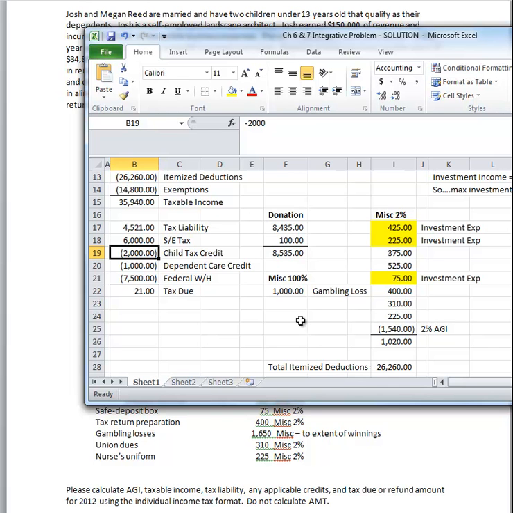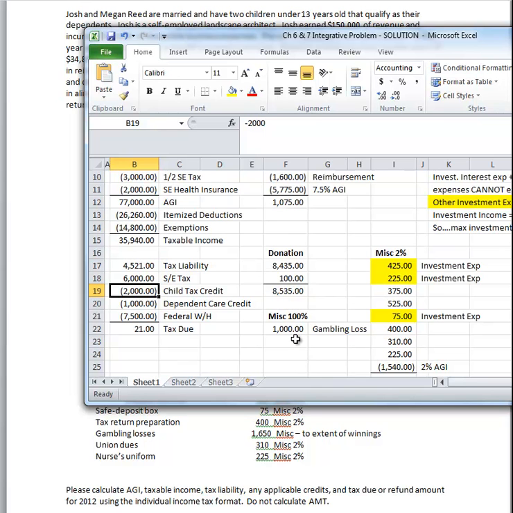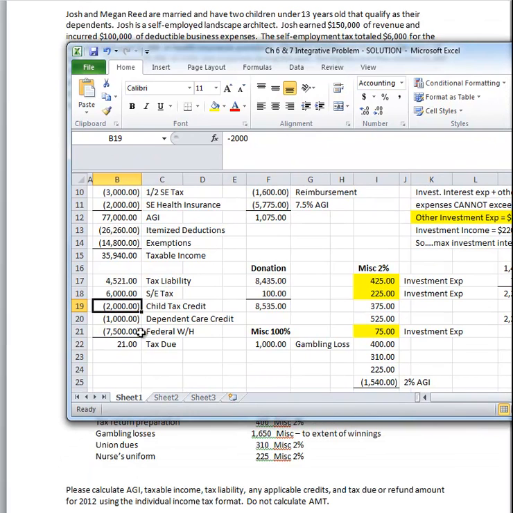For your credits, you've got 2 kids under 17. AGI is less than 110, so no phase-out limitation there. So you can deduct the full $2,000 of child tax credit. For your dependent care credit, remember you can take a credit of 20% of a maximum of $6,000 of expenditures. We didn't spend the full $6,000 for child care. We only spent $5,000. So your dependent care credit comes from taking 20% times the amount you paid of $5,000, so there's a $1,000 credit. And then you get to subtract out your federal withholding, and after all that, you still owe $21.